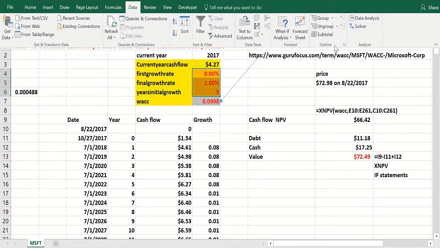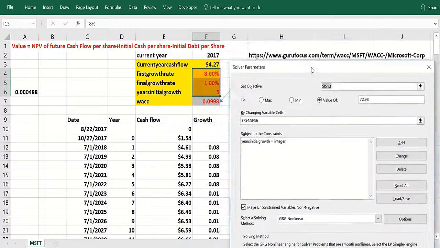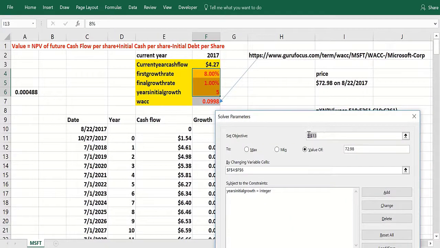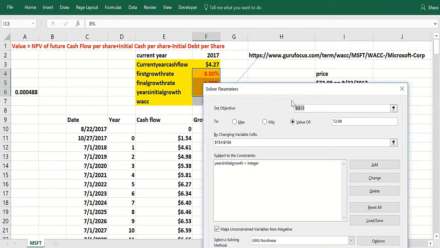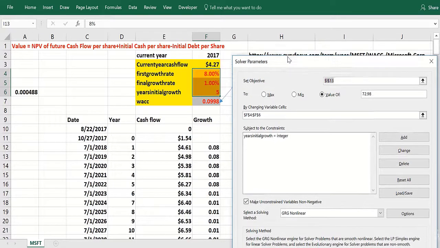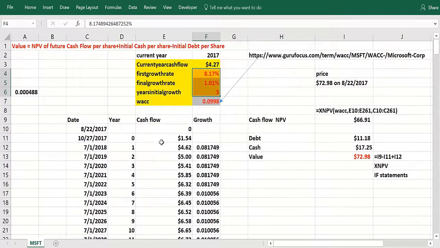price. But I used the Solver, which we really haven't learned about yet, and you could ignore this part if you want. But I said we will set the value per share as a target cell. The value will be the current stock price, and we'll change these three numbers. Say the years of growth is an integer, and it's a nonlinear model. If I click solve, there are plenty of combinations of these three cells that come out to 72.98, but we just got one right here. So this would say 5 years growing 8%, and then a final growth rate of 1% would be 72.98.